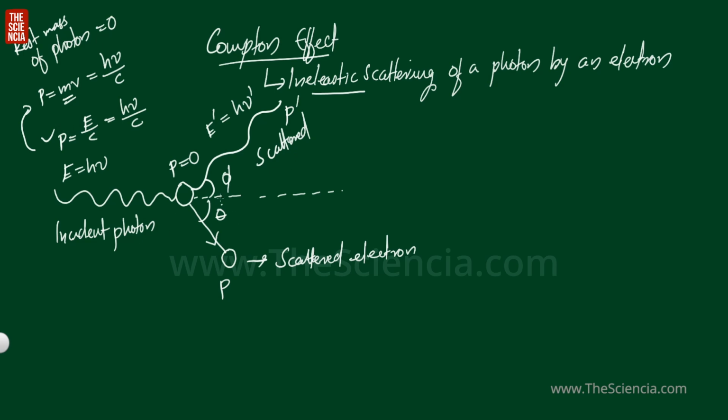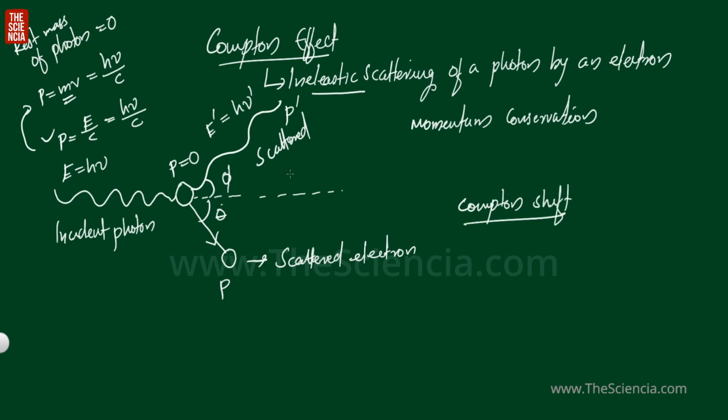And from this graph, by considering the momentum conservation, we can derive the following. I am not doing the derivation because it is not required for you. You just remember the final equation. Okay. So finally, we get the Compton shift.